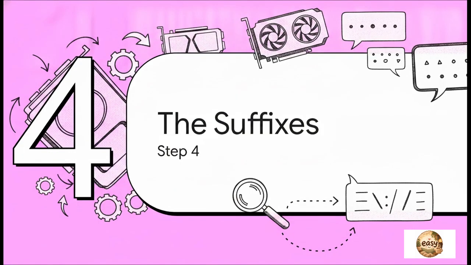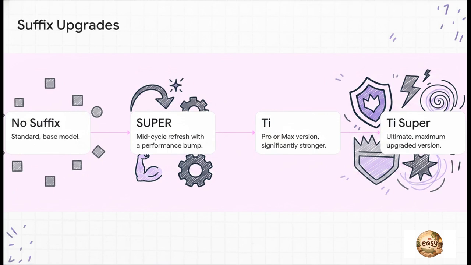All right, we've decoded the numbers. Now let's tackle the extra words Nvidia tacks onto the end. Step 4, the suffixes. Nvidia absolutely loves to release upgraded versions of their cards halfway through a generation, and these suffixes act like little puzzle pieces showing you the exact power bump you get. So, step 1, if there's no suffix, that's just your standard base model. Step 2 is the Super suffix. This is a mid-cycle refresh offering a noticeable performance bump, usually giving you way better value for your money.